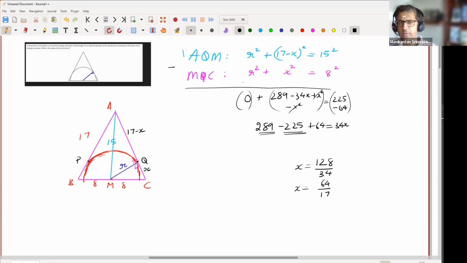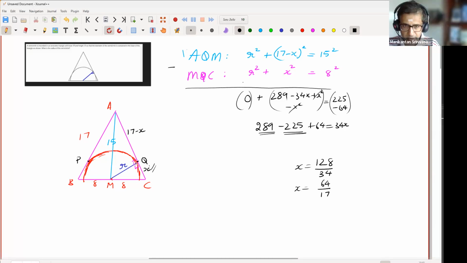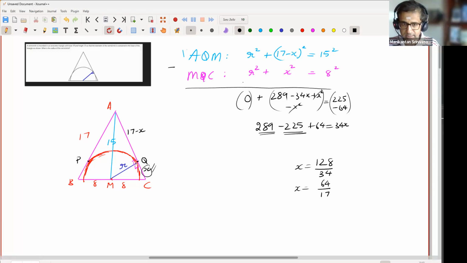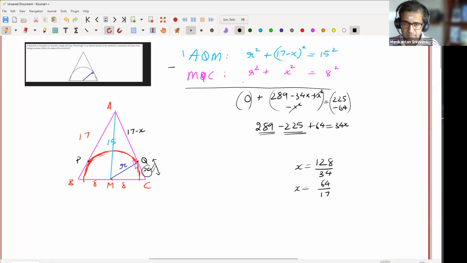The question is, what was the question again? Find the radius of the semicircle. Radius of the semicircle. Okay. Sir, what is x? X is this portion, QC. You can see, right? This is x. QC is x from here to here.